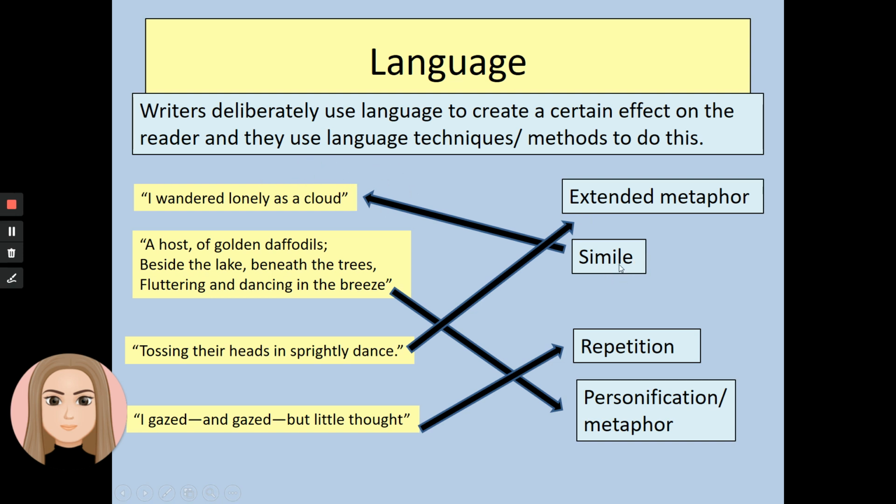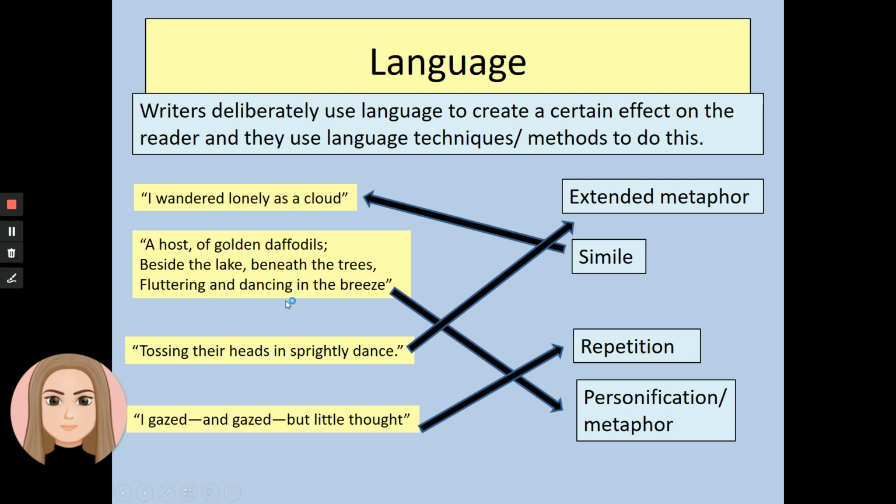So we've talked about how "I wandered lonely as a cloud" can help to create that joyful tone. Let's have a look at this one, "tossing their heads in sprightly dance." Now we can talk about it being the extended metaphor, the continued description of the daffodils as being able to dance, being like people. But also we can have a look at this word here, sprightly. Yesterday, we looked at what that word meant. So when you are answering your question, you can talk about the fact that the dance is described as sprightly and what the significance of that means and how that also makes it joyous or how it makes it a happy tone.